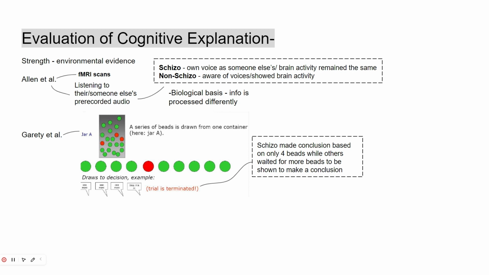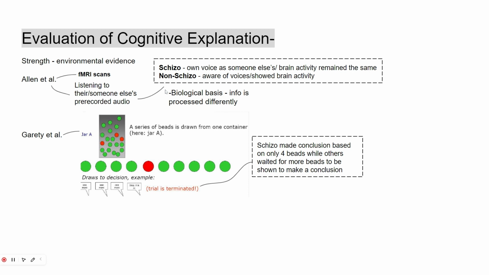It was pre-recorded audio, and it could be of their own, and it could be of someone else's. But what happened was that schizophrenic patients believed that it was someone else's voice, even though it was their own voice. They could not even recognize their own voice, and so their brain activity remained the same. But in non-schizophrenic patients, they were aware of the voices. They knew that it was my voice, and so the brain was showing activity.